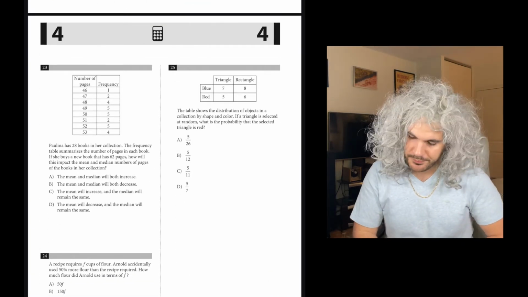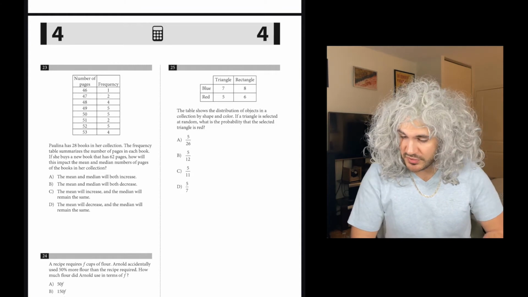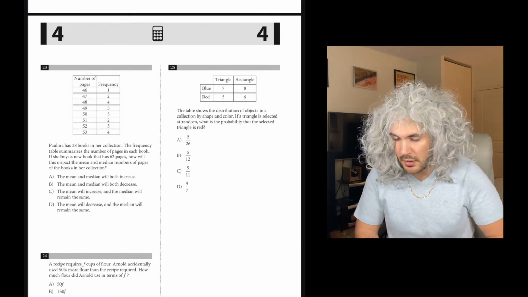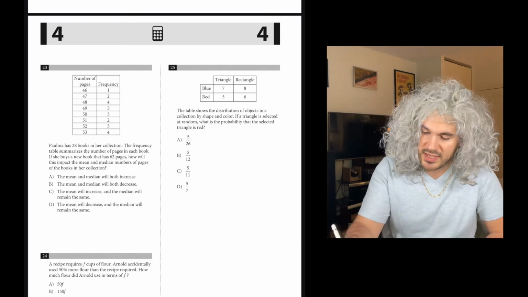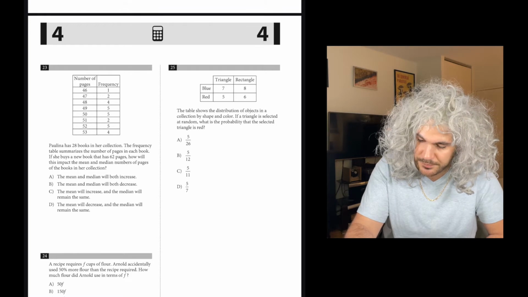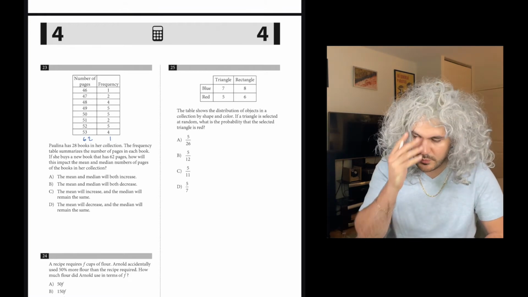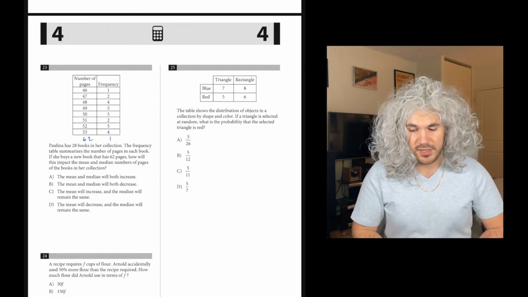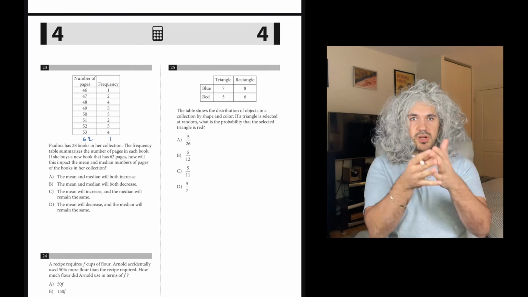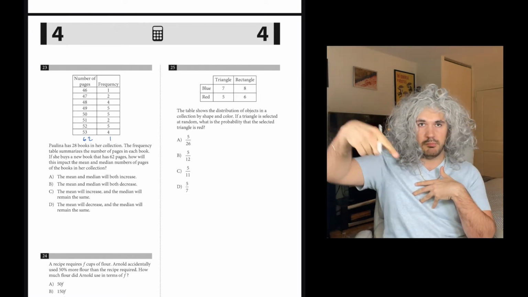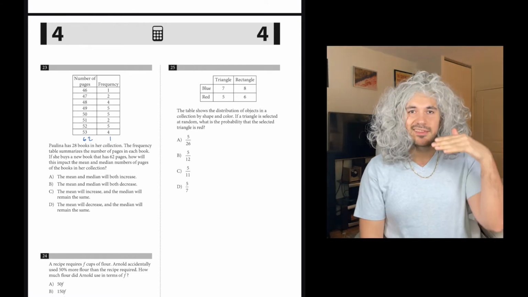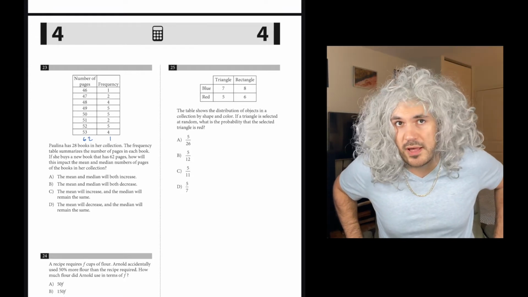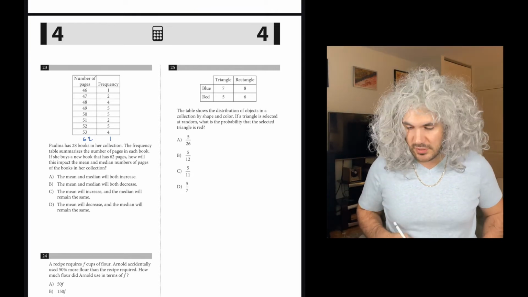23. Okay. Paulina has 28 books in her collection. The frequency is summarized. She buys a new book that has 62 pages. How will this impact the mean and median of number of pages in the book? So basically what they're saying is we would have a 62 here. One of these. Great. What would happen? Well, the mean would definitely increase. Because if you have a set of data and suddenly add in a really large number, the mean is going to go up. Similarly, if we added a number that's smaller than the lowest value here, the mean would go down. So the mean goes up.